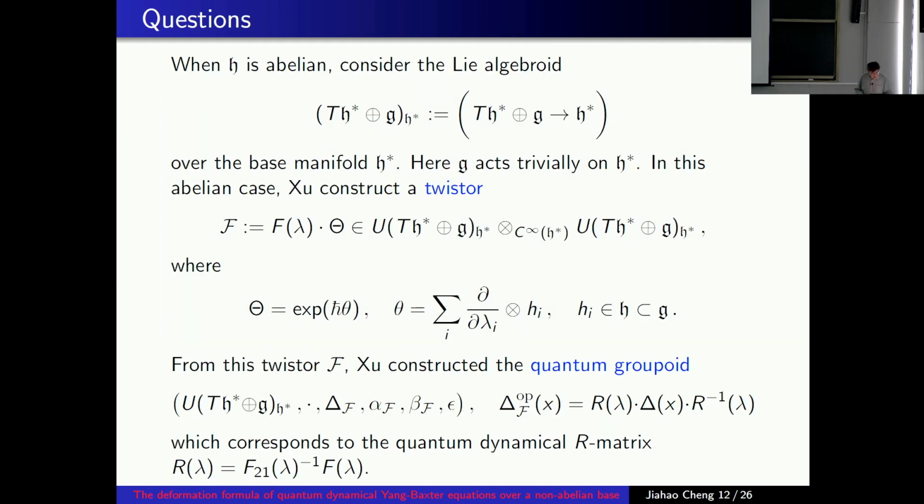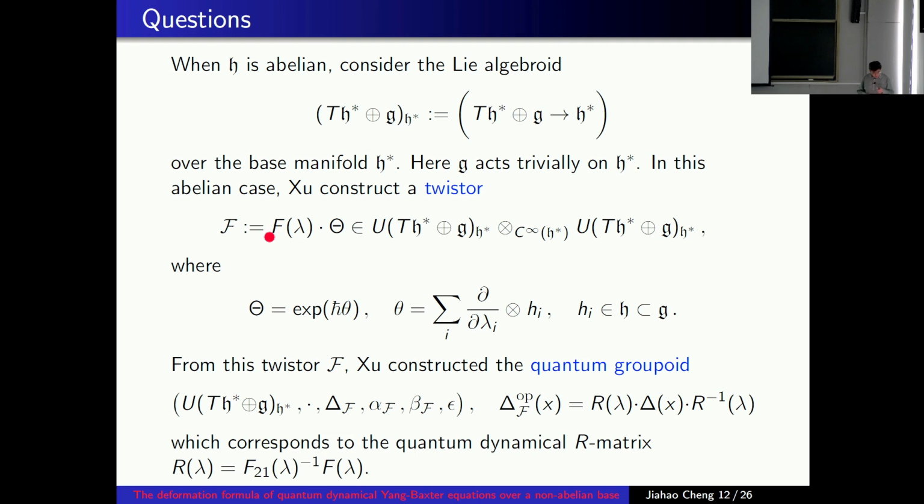So okay, here we propose the question. After introducing much background: when H is abelian, in this case one can consider a Lie algebroid. The base manifold is H star, and here we put T H star, the tangent bundle, and direct sum with G, where G is trivial on H star. So we require G to be trivial on H star. And in this case, Professor Xu constructs a twistor. A twistor means that this is an element belonging to the tensor product of two Hopf algebras. We will just recall all these definitions.